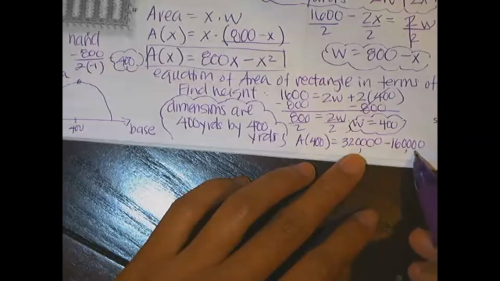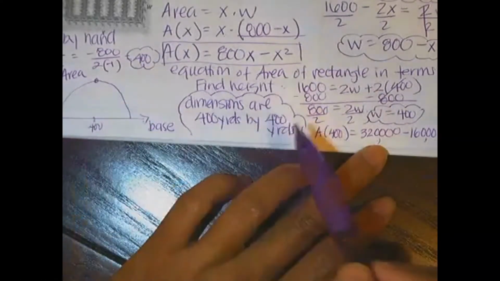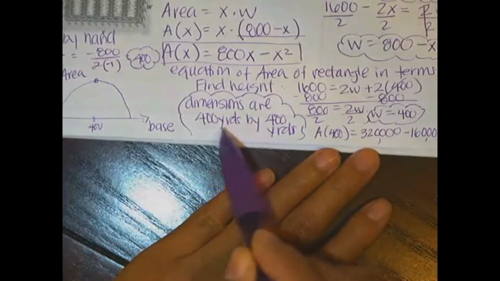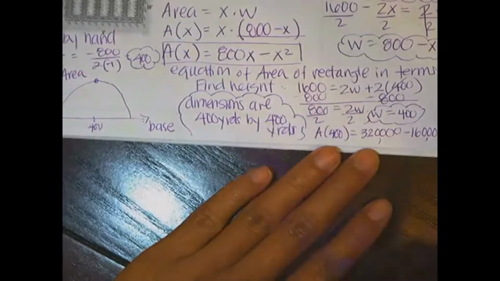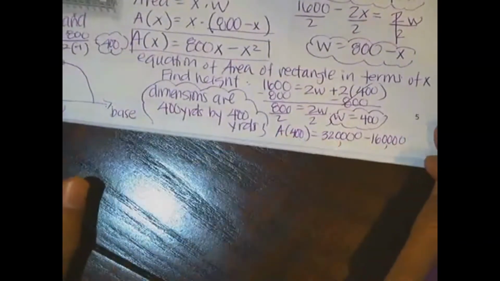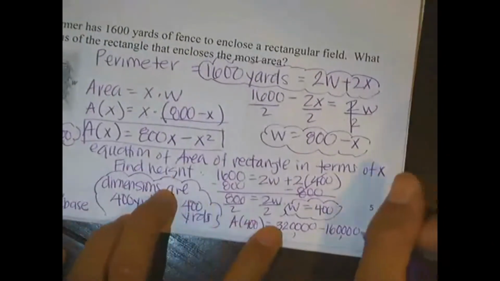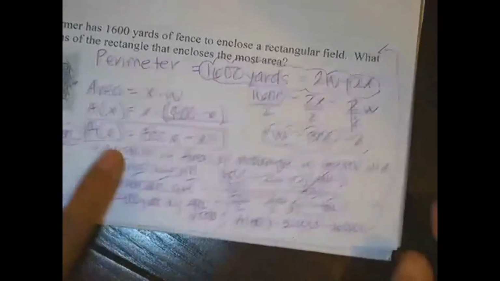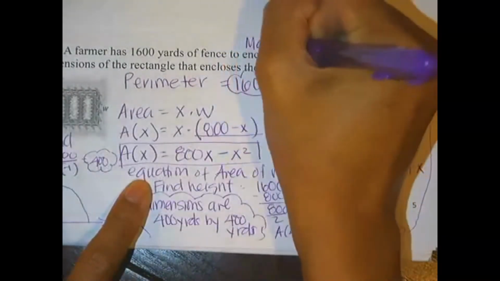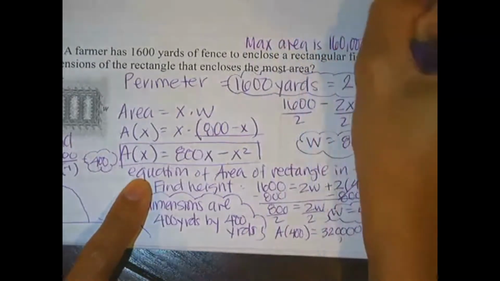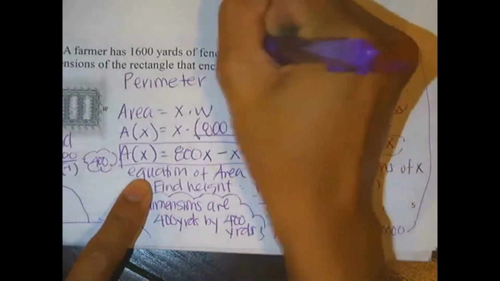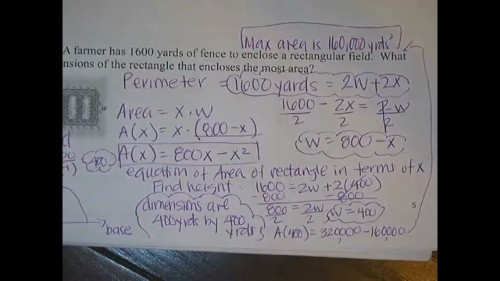Okay, so this is finding the vertex. But if you have the dimensions, you can take them and multiply as well. So 400 times 400, it's also 160,000. So the max area, I'm kind of out of space here. Okay, so what I'm going to do is loop this around above here. Max area is 160,000 yards squared. Okay, it did not ask for it in this example, but I might ask for it during the test, or it's definitely going to be on your homework.